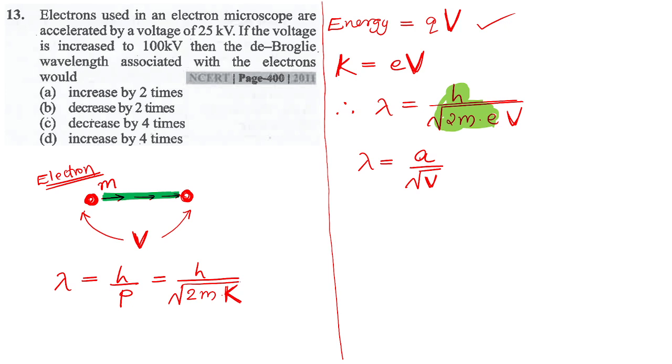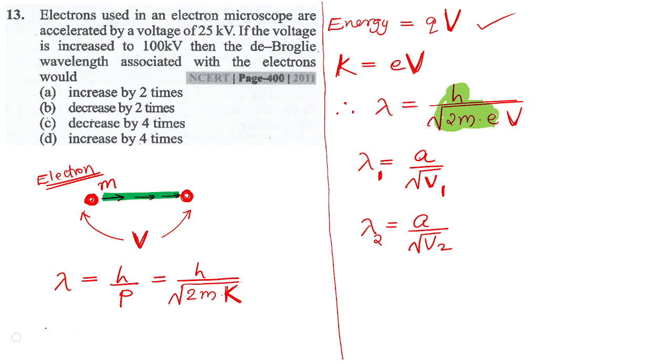Now the question is, initially V was 25 kilovolt. Later the voltage changed to 100 kilovolt. What happens to lambda? Initially when the voltage is V1, the wavelength is lambda 1. When the voltage is V2, there will be a corresponding wavelength, let it be lambda 2. If you change the voltage, definitely the wavelength will change.